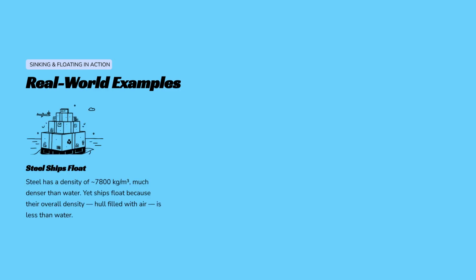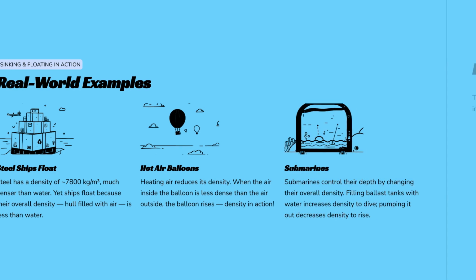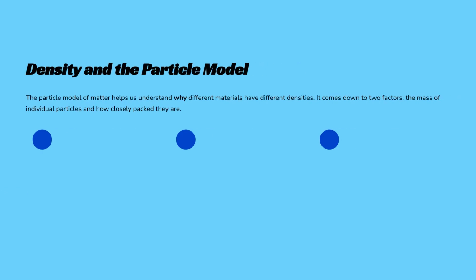Density is everywhere. Large steel ships float by displacing water with a hull filled with air, lowering their overall density. Similarly, hot air balloons rise because heated air is less dense than the surrounding atmosphere, and submarines dive by taking on water ballast. The particle model explains why density varies.